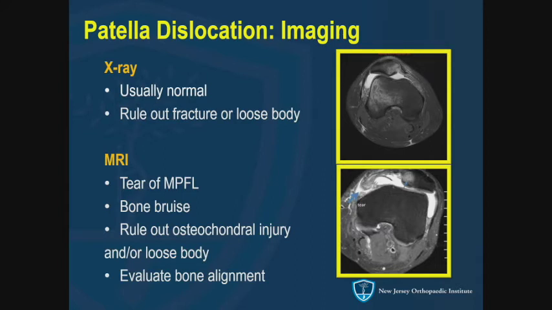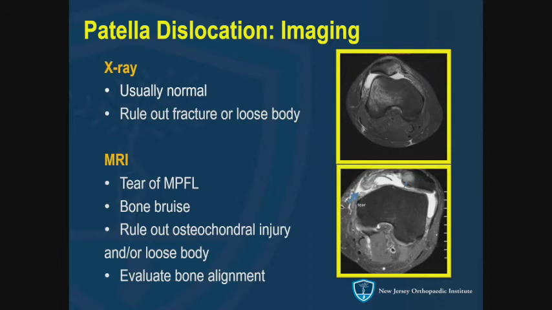So, again, when you look at the X-rays on these patients, they're mostly normal. Occasionally you will see a small chip of bone that comes off of the patella, and typically, I myself, and I think most people, always order MRIs on patellar dislocations. Reason being, you want to see if there's a loose body or piece of bone or cartilage that was damaged.